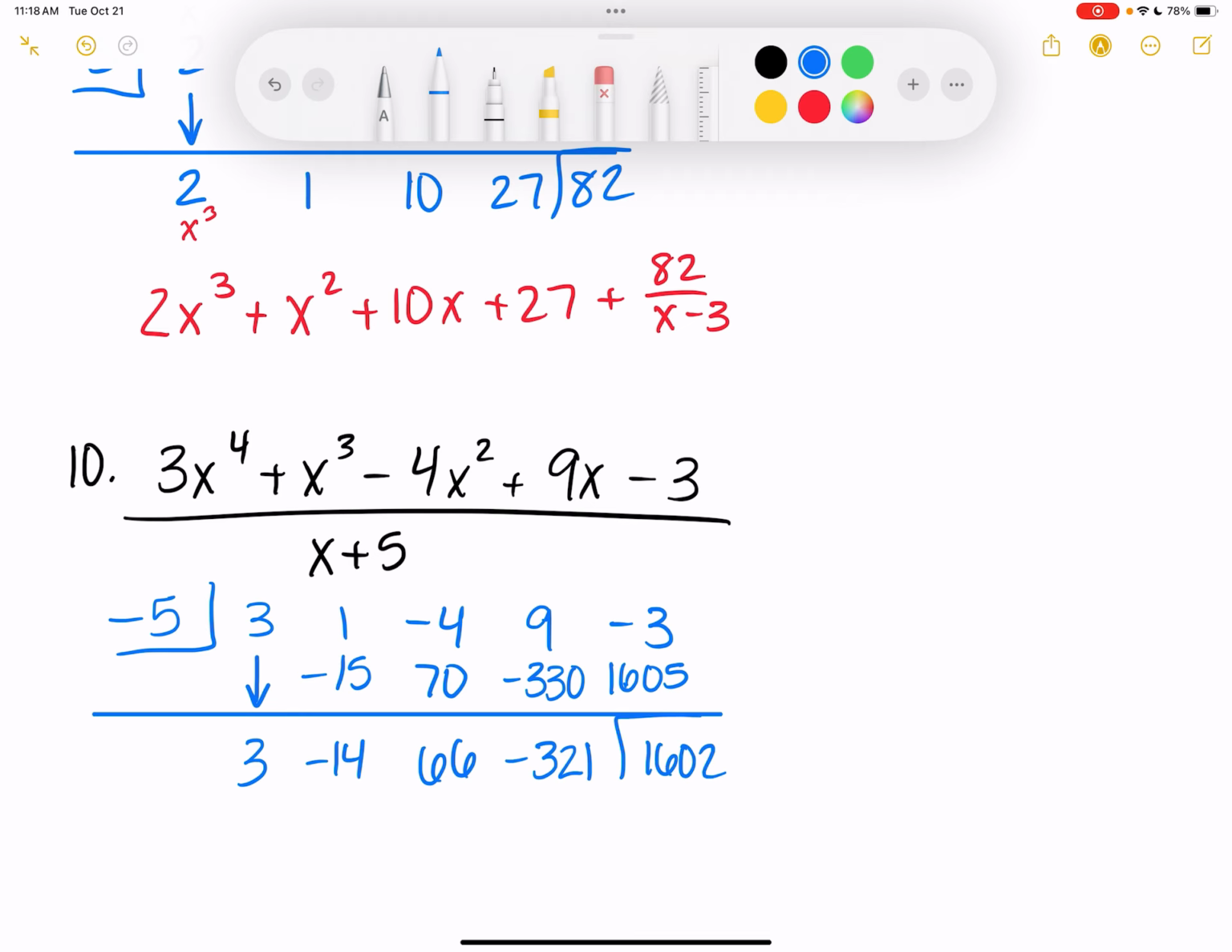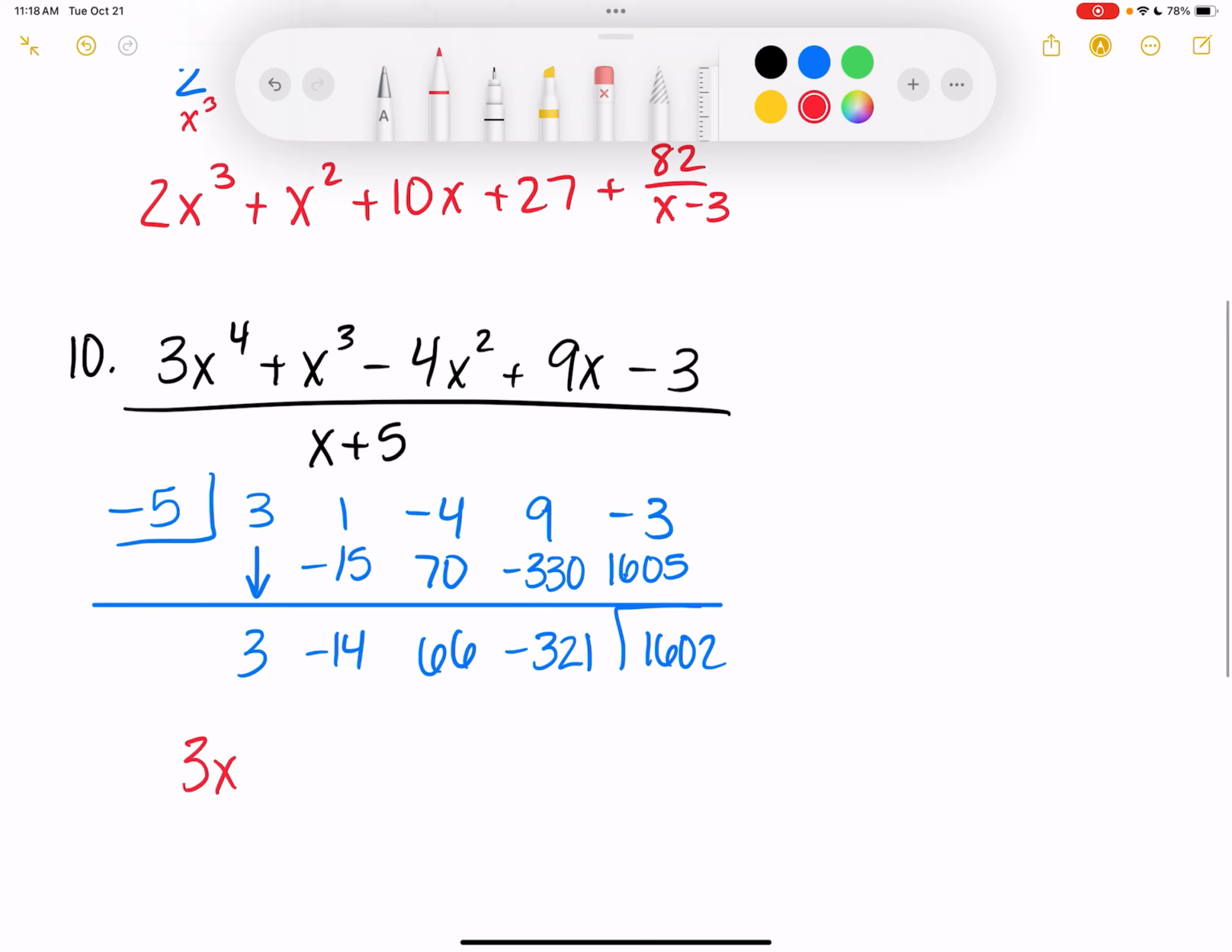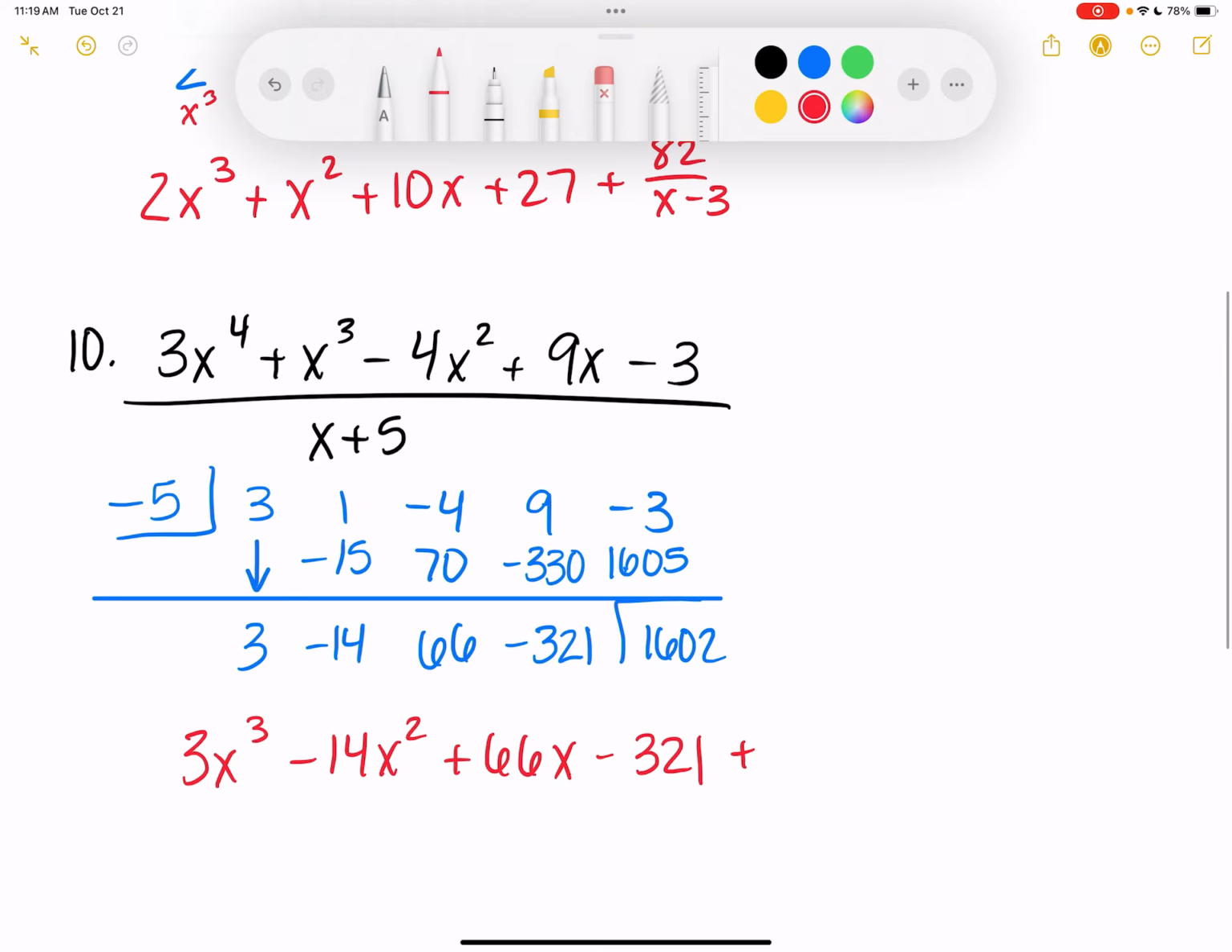So again, this was x to the 4th, so that means that now it's x cubed. So we have 3x cubed minus 14x squared plus 66x minus 321. And then that remainder plus 1,602 over x plus 5.